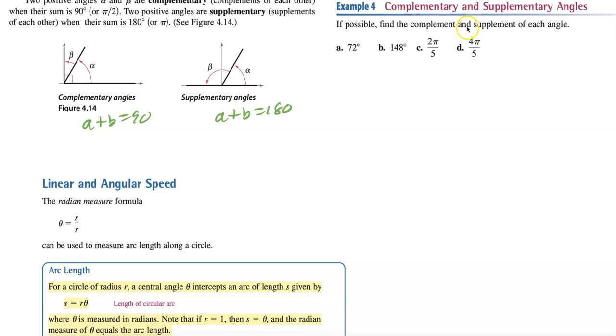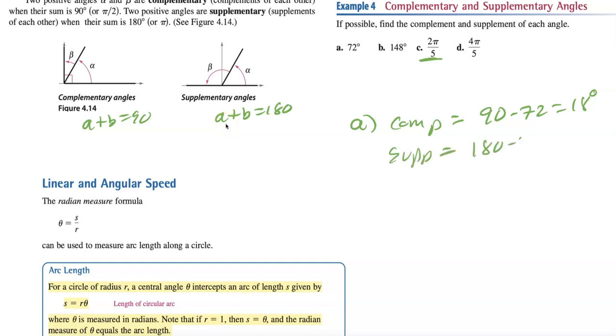So, if possible, find the complement and supplementary of each angle. We're just going to do two of these, A and C. If you want the complementary of A, that's just 90 minus 72, equals 18 degrees. So just what plus 72 gets me 90. Supplementary, same idea, but it's 180 minus 72. So that's going to be 108. Stuff we've been doing since like 5th grade.